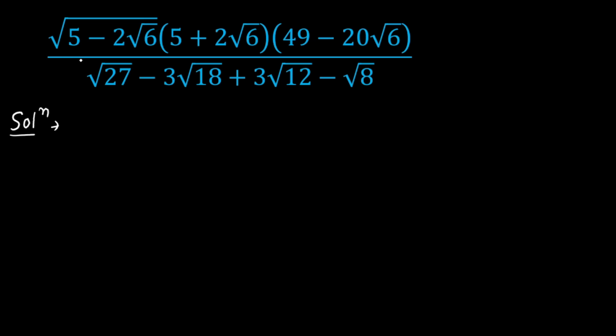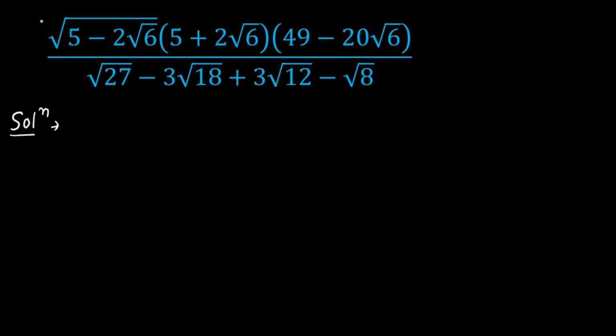Hello students, in this video we are going to simplify: square root of 5 minus 2 times square root of 6, multiplied by 5 plus 2 times square root of 6, multiplied by 49 minus 20 times square root of 6, and divided by square root of 27 minus 3 times square root of 18 plus 3 times square root of 12 minus square root of 8.